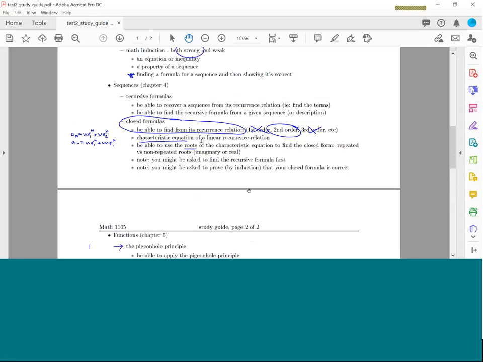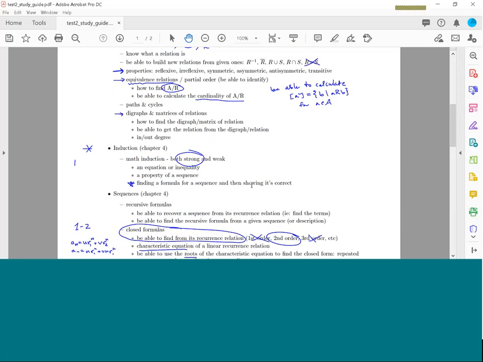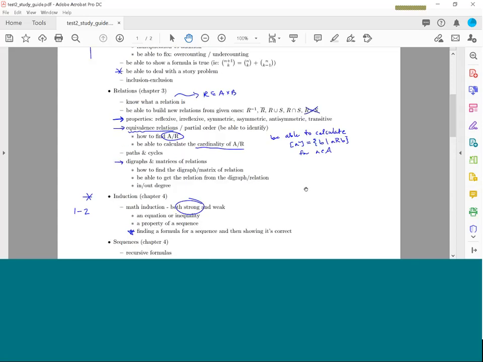In terms of sequences, you would get 1, maybe 2 sequence questions, but typically I only do 1. In terms of an induction question, you're looking at 1 induction question, possibly 2, but realistically just 1. In terms of relations, I don't know how many.